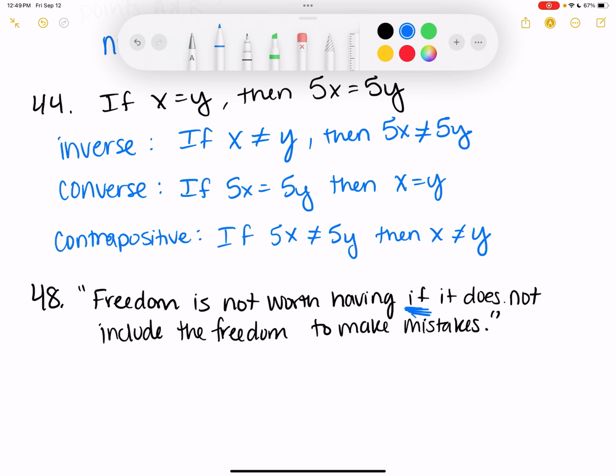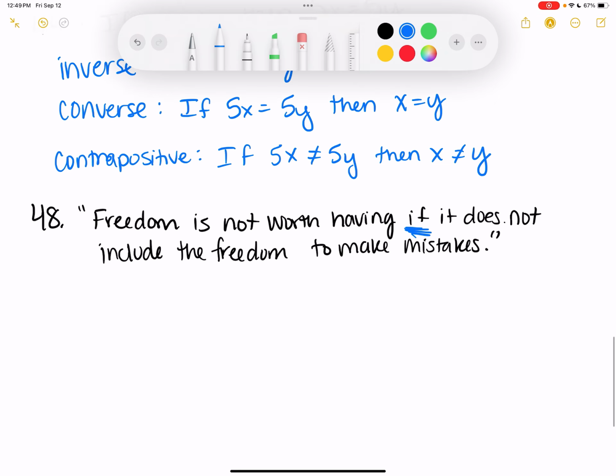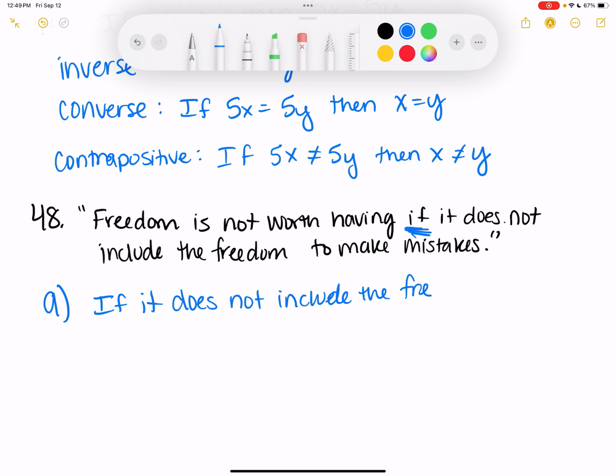I'm going to leave it pretty much exactly as it's written here, just putting it in the correct form. So, if it does not include the freedom to make mistakes, then freedom is not worth having.